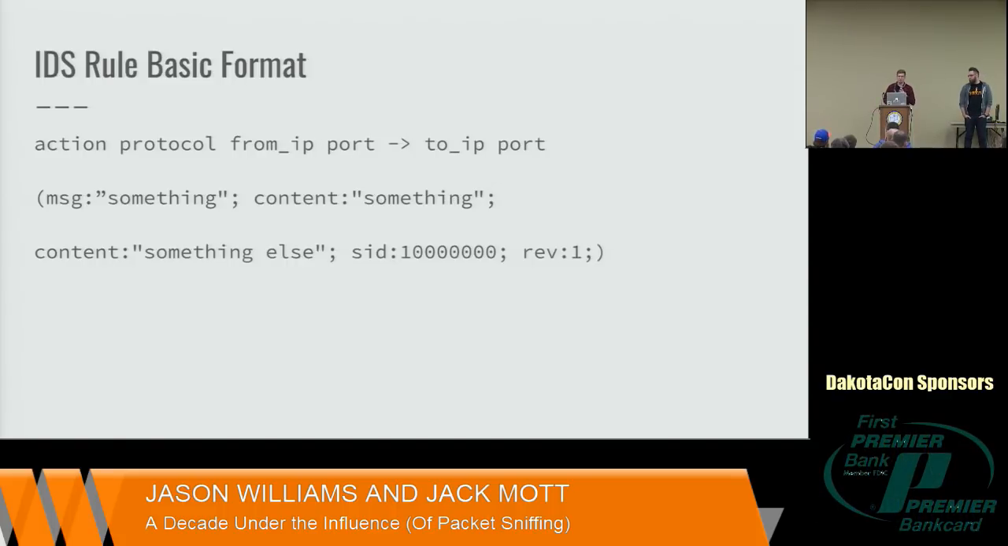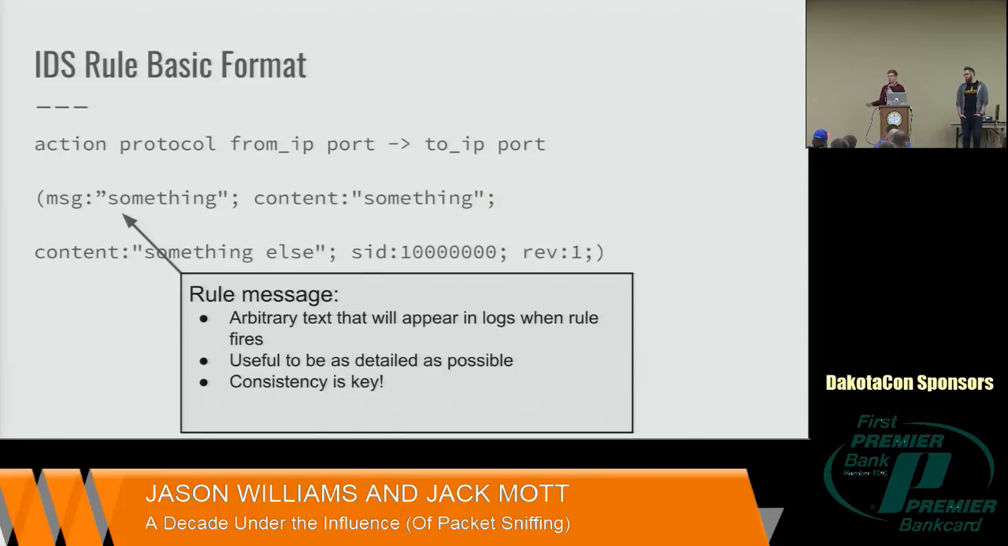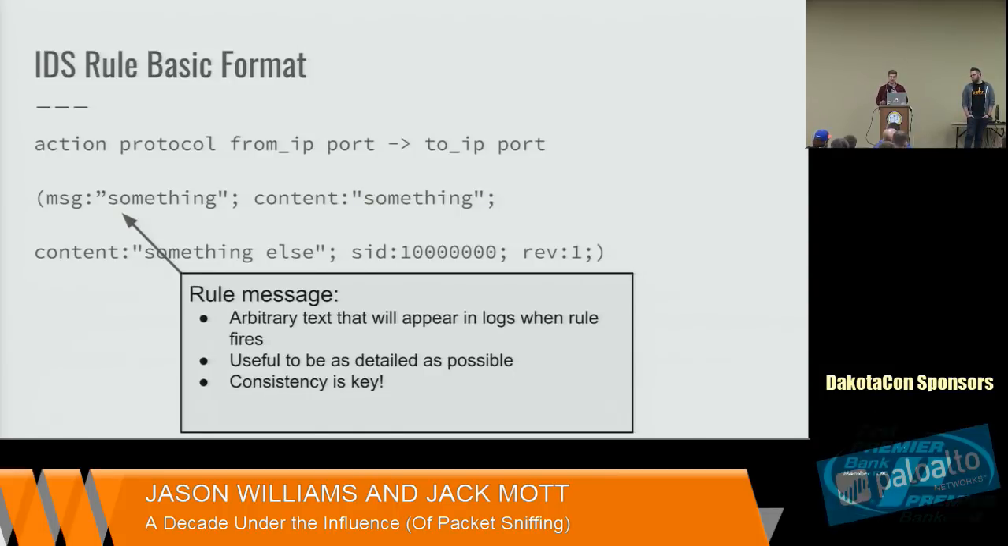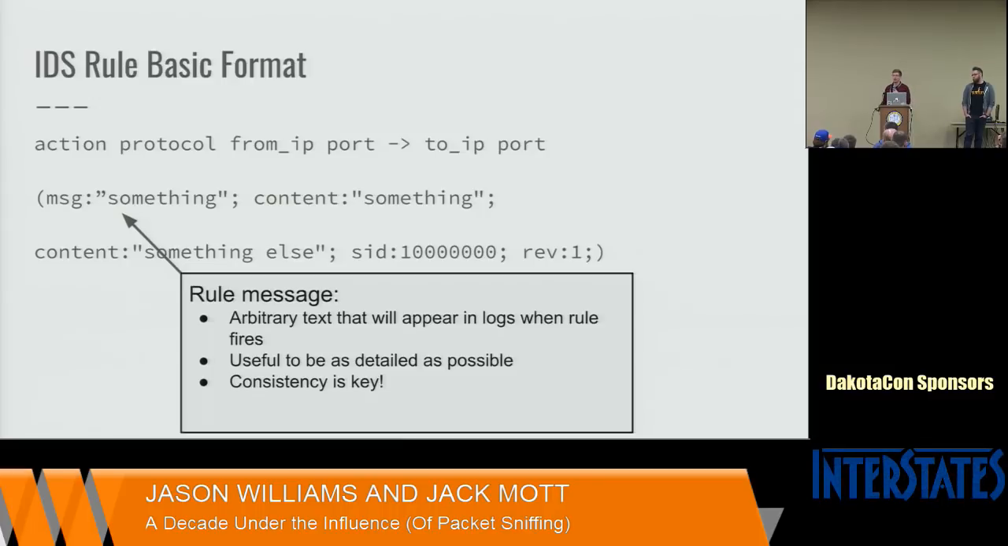Following that, as we saw in our logs, what do we want it to say when this alert fires? As an analyst, what do we want to know? You can put anything here. It's just a free-form text field, but it's useful to be as detailed as possible. If you're an analyst and your rule fires, you want to know what happened. You don't want it to just say something really generic like Trojan.